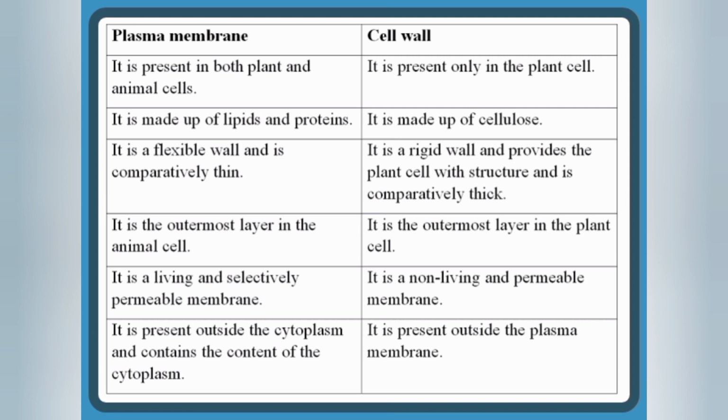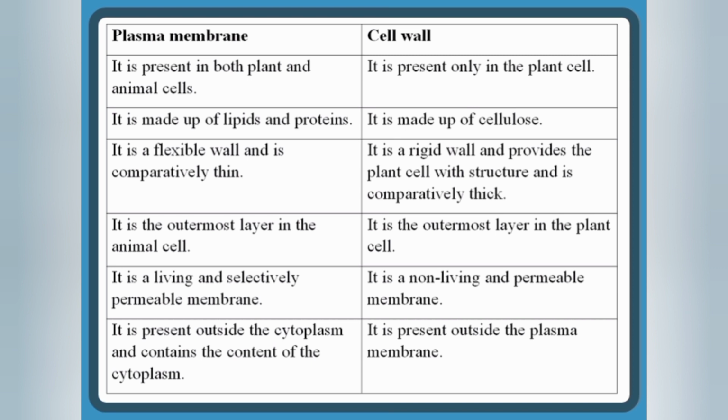Now before I end my video, let us quickly compare the plasma membrane and the cell wall. The plasma membrane is present in both plant and animal cells. The cell wall is present only in the plant cell. The plasma membrane is made of lipids and proteins, but cell wall is made of cellulose. The plasma membrane is flexible and comparatively thin, but the cell wall is rigid and comparatively thick.